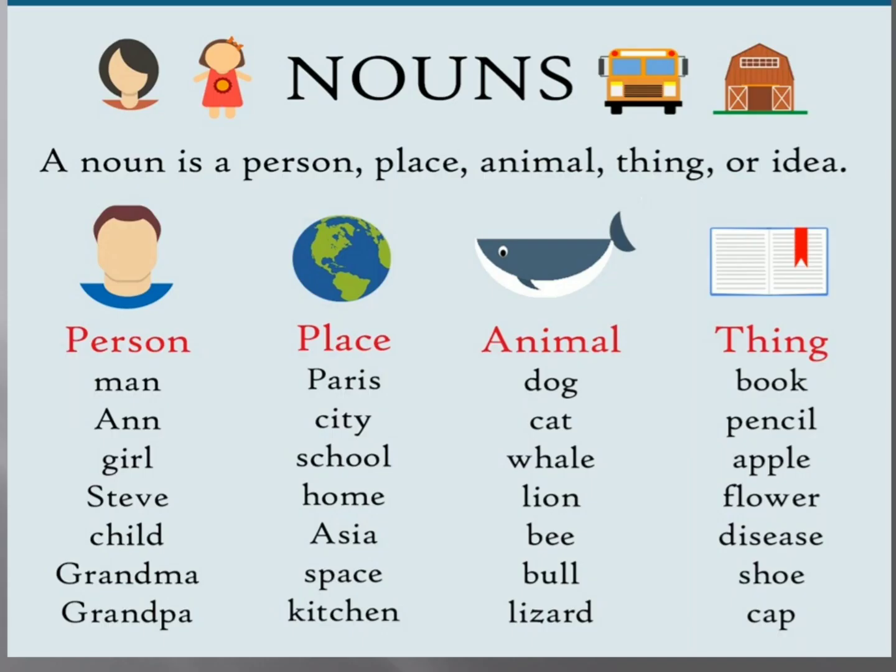So, basically, a noun is a name of a person, place, animal, thing, or an idea. The name of anything in this world is a noun. A noun is a naming word. So you can see man, ant, school, city, lion, bee, disease, shoe. All these words are nouns.